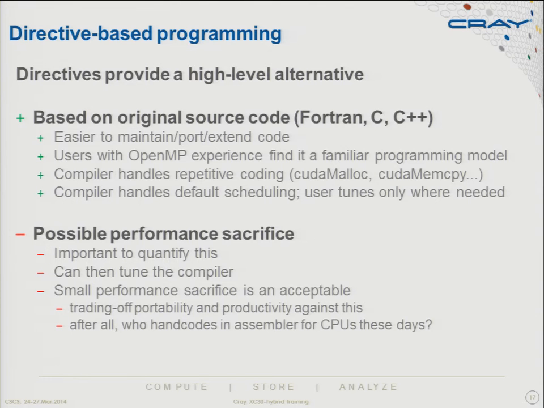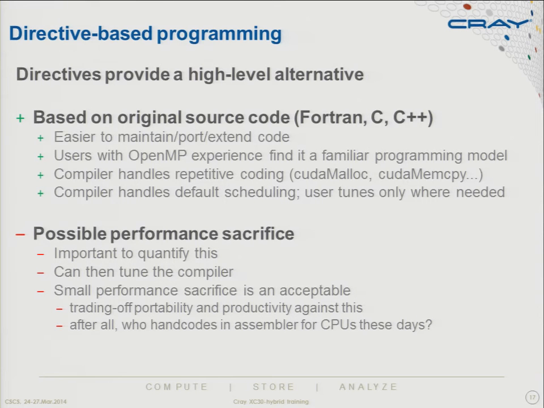Directives are a way of getting around this because you take the original source code that runs on the CPU, which means you've got one source base, which is easier. If you've done OpenMP, you're quite used to parallelizing with directives. The compiler handles a lot of this repetitive coding, the CUDA mallocs, the CUDA mem copies, the CUDA frees. It does all of this for you.